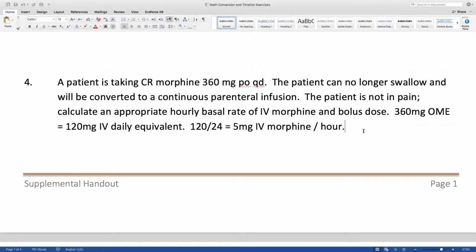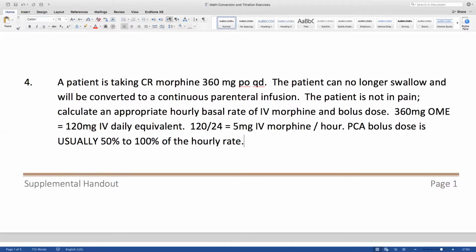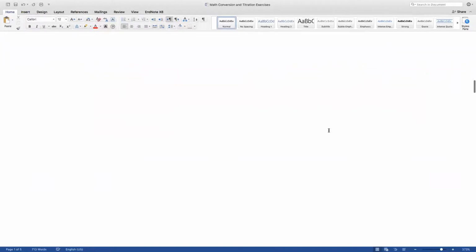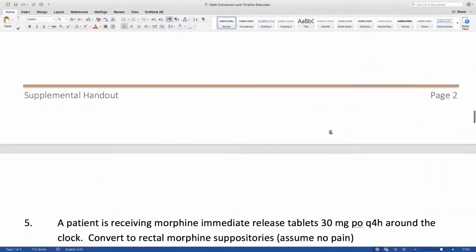Okay, we'll get to that. Typically, so we're going to talk about this in lecture today, but typically a PCA bolus dose is usually 50% to 100% of the hourly rate. So what would their bolus dose be here? 2.5 to 5 milligrams, right? Is that it? Are those all our questions?